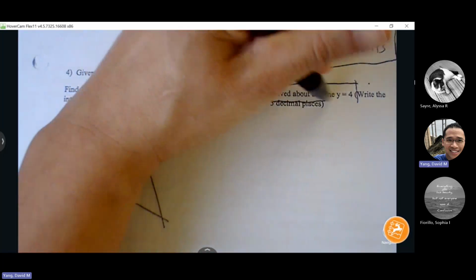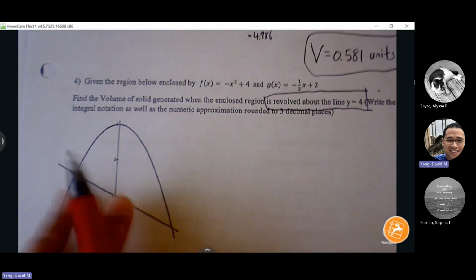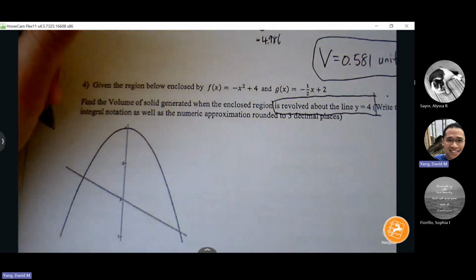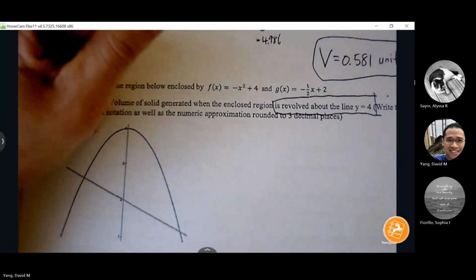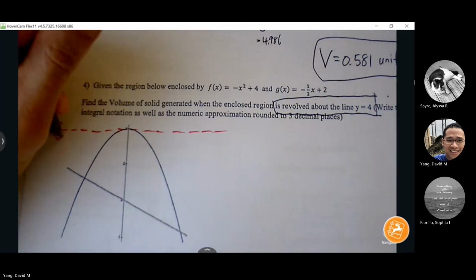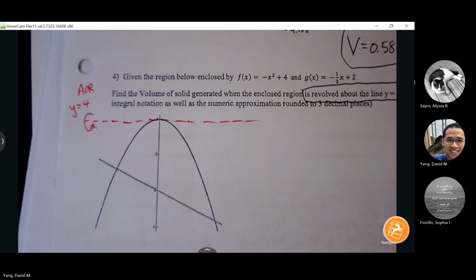We know it's either disk or washer method, along the line y equals 4. So y equals 4 is going to actually skim the surface of that parabola there. Okay. Disk or washer method? Which one is it? Washer.